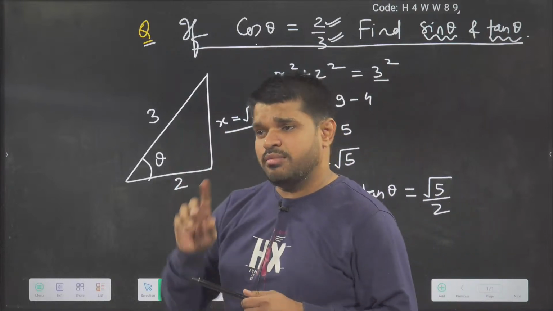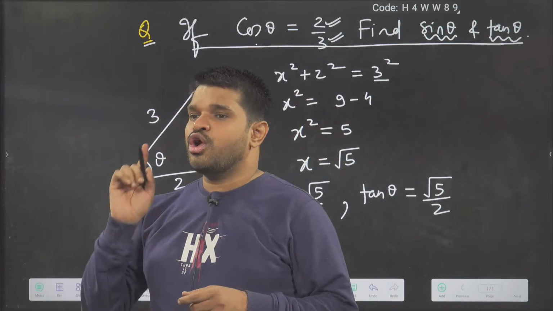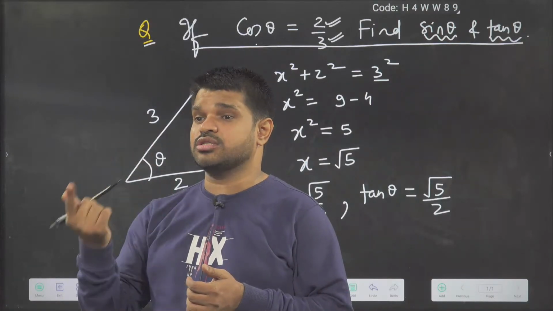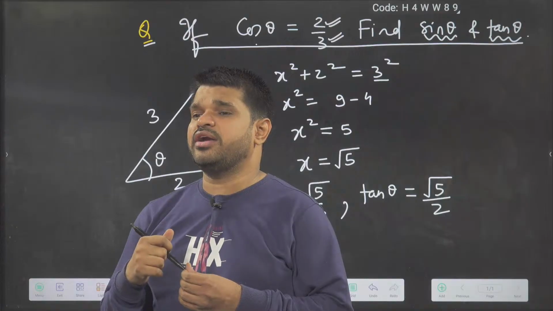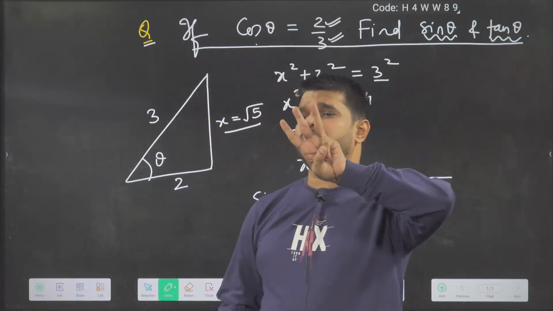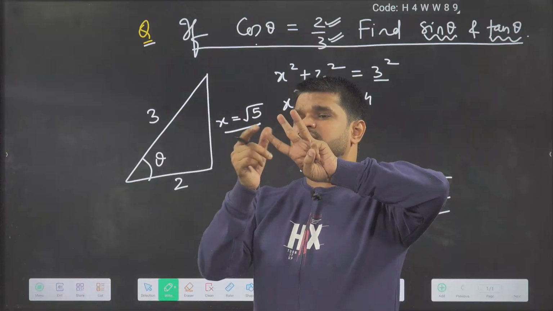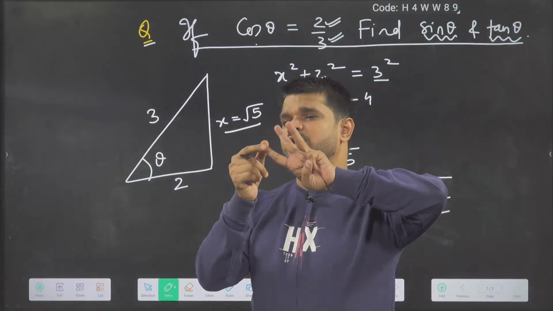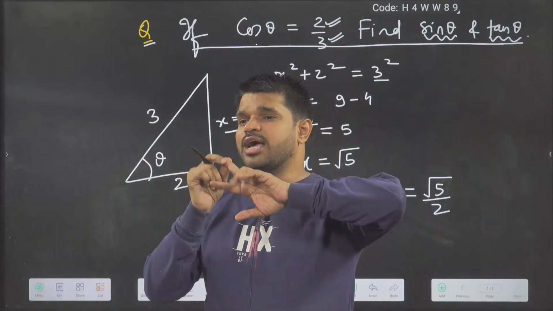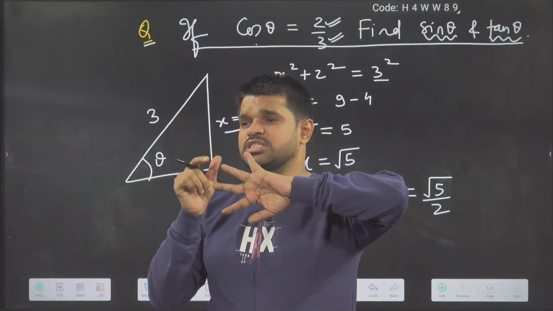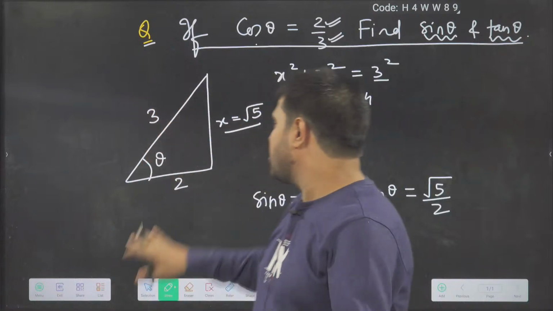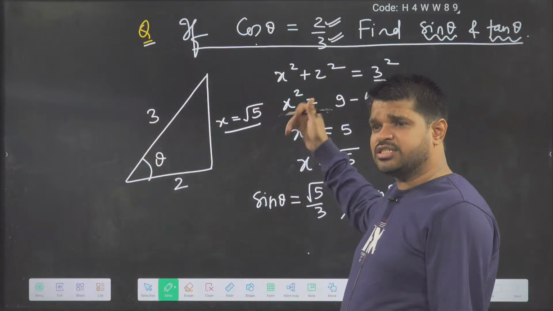Next, two other things I am telling you. The complementary ratio of sin theta is cos theta, and the complementary ratio of sec is cosec. So there are three pairs of complementary ratios. Sin and cos are complementary ratios of each other. Tan and cot are complementary ratios of each other. Sec and cosec are complementary ratios of each other. Now, with this information, let's continue.